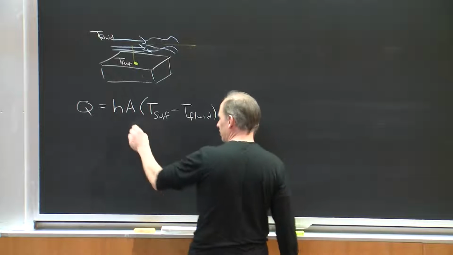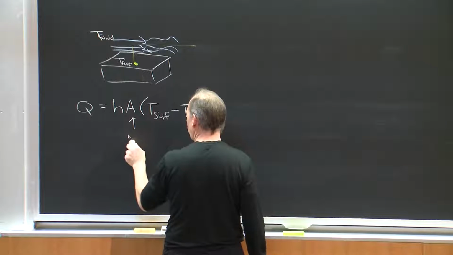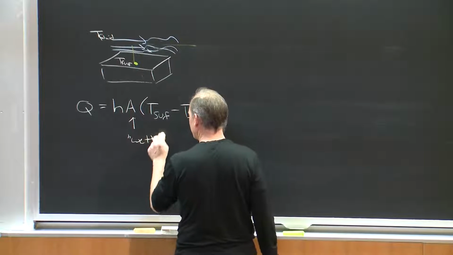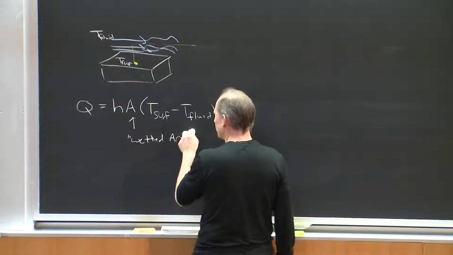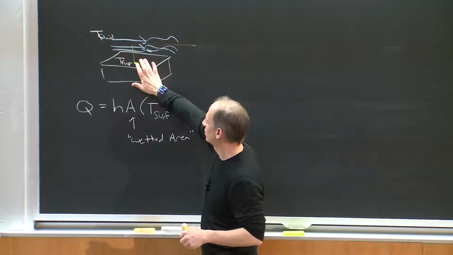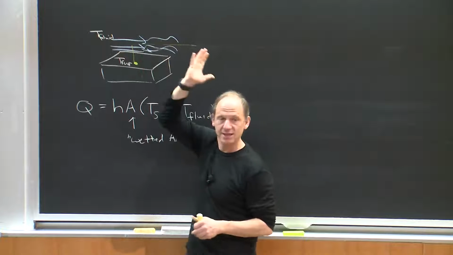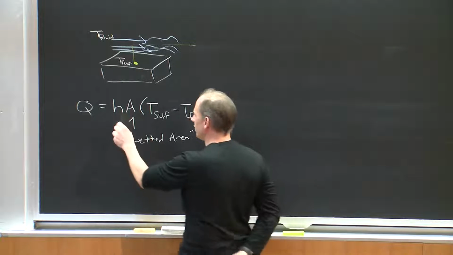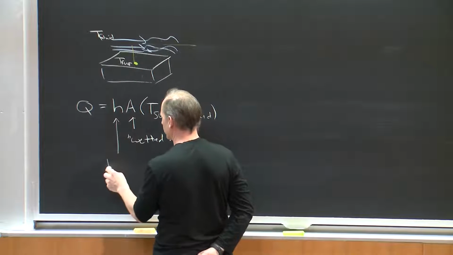And this is the so-called wetted area. This is the area at the interface that the fluid's flowing over to grab the heat and carry it away. And then this is the heat transfer coefficient.